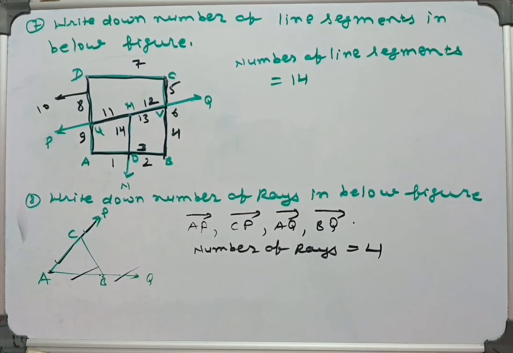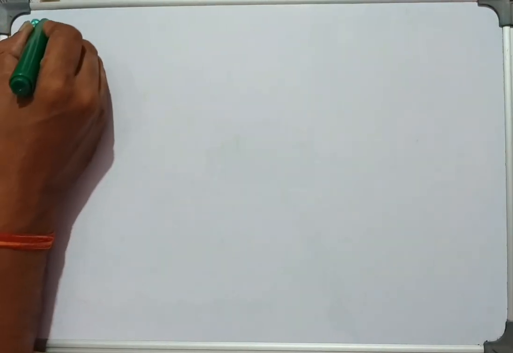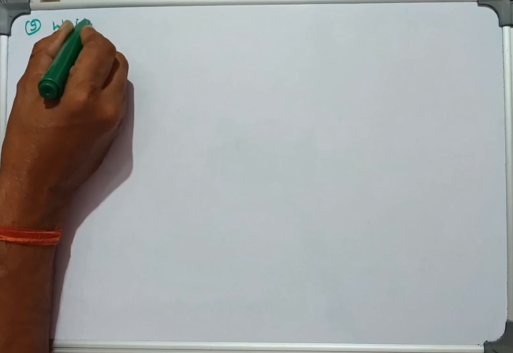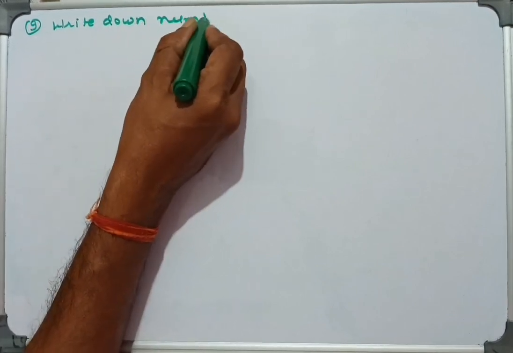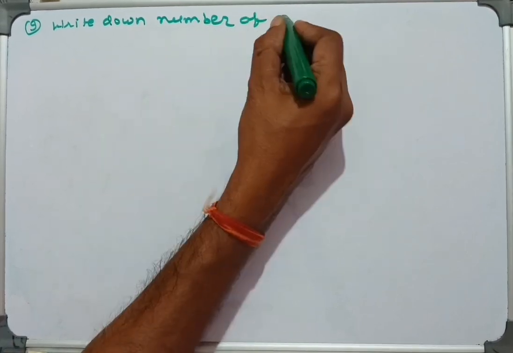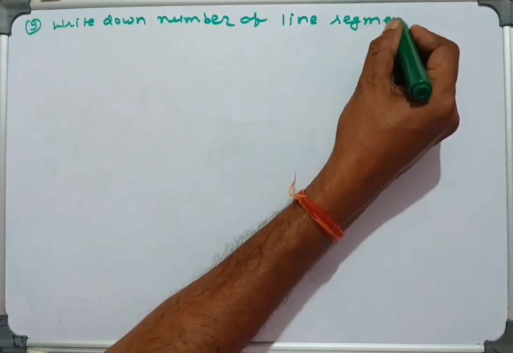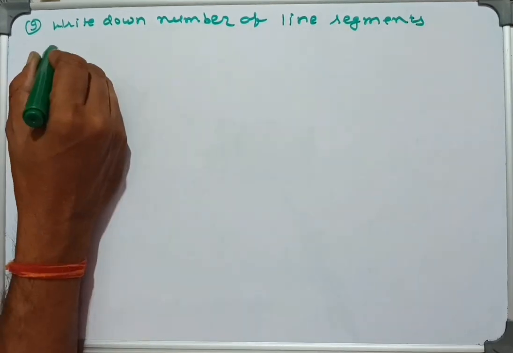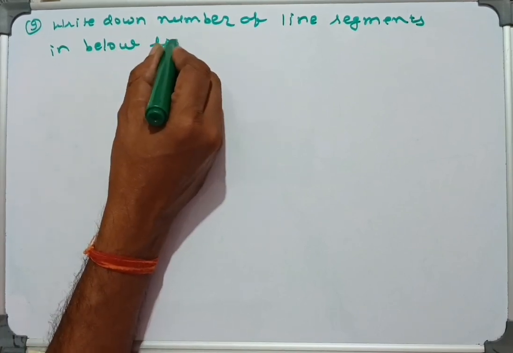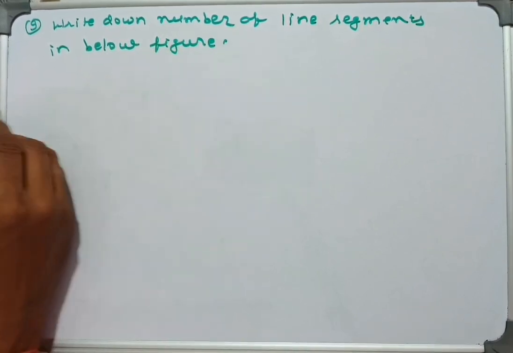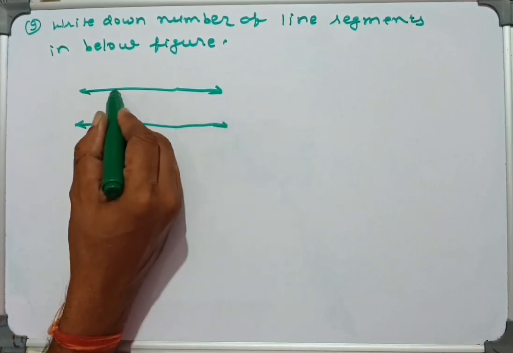Now take another example, the 9th one. Write down the number of line segments in the below figure. See, this is a figure here.